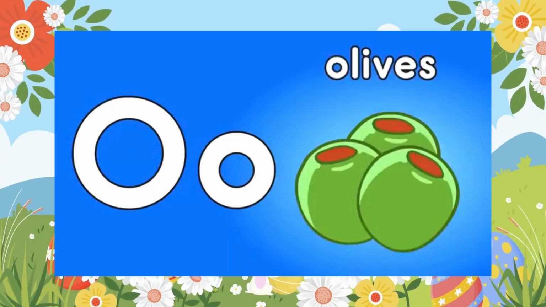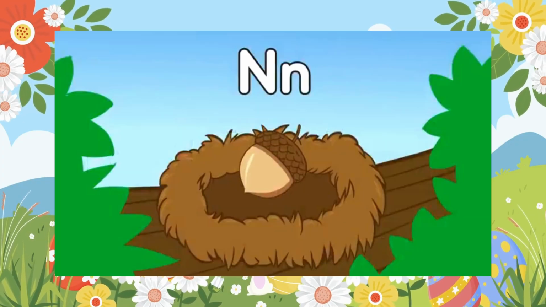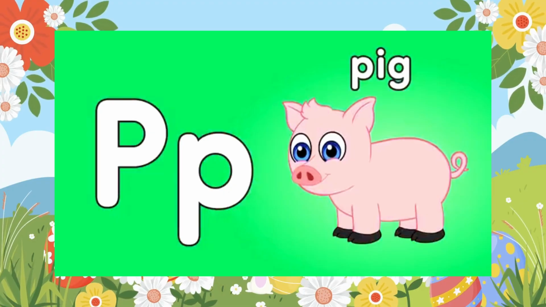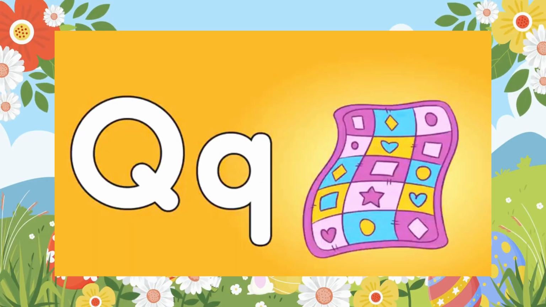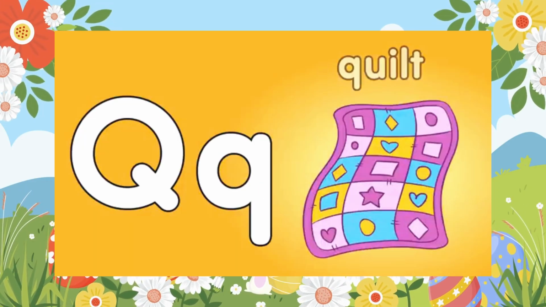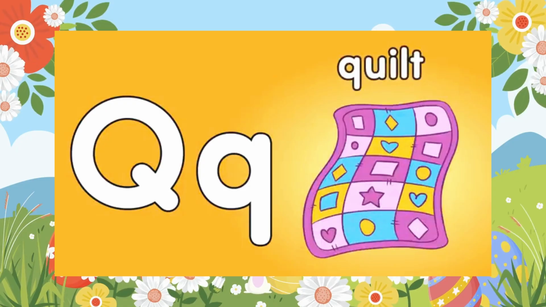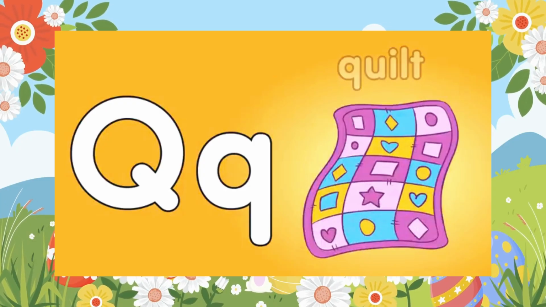O is for olives. O is for octopus. P is for pig. P is for pool.